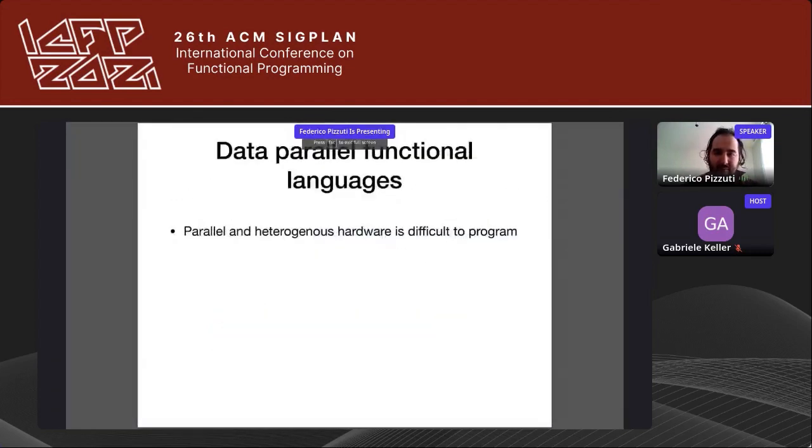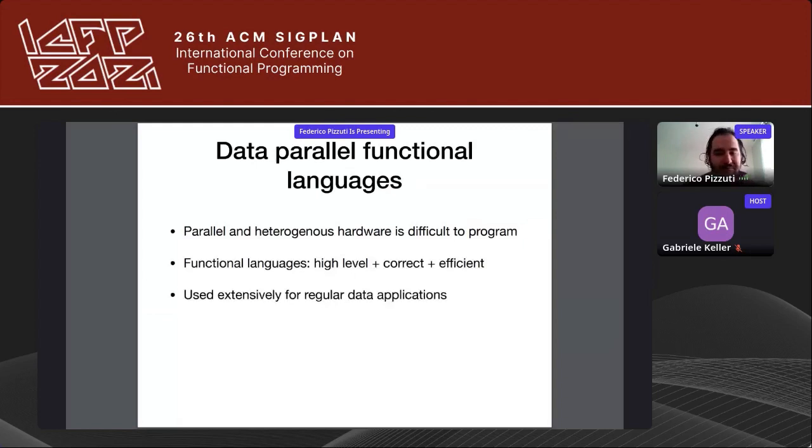So I'm in the business of data parallel functional languages. These are languages that try to answer the problem of programming parallel heterogeneous hardware, which is quite a difficult task. The idea is that we're going to use the properties of functional languages, so the high-level nature of them, plus the correctness guarantees and the ability to generate efficient code.